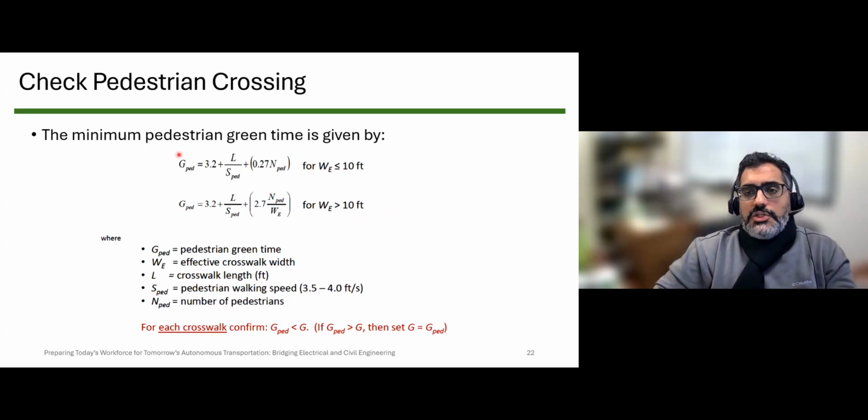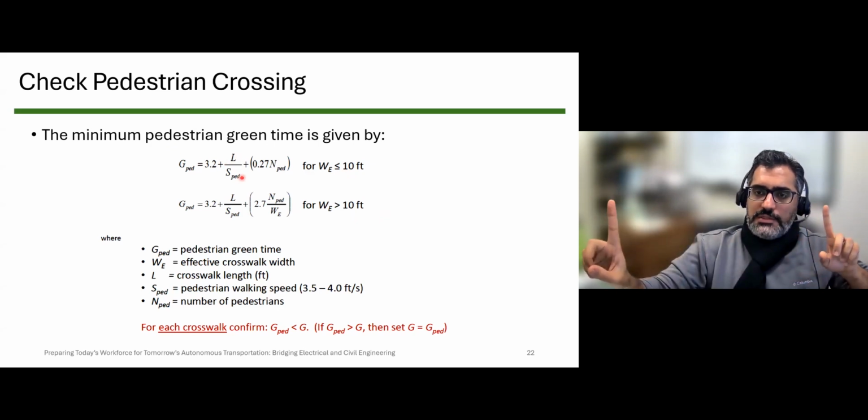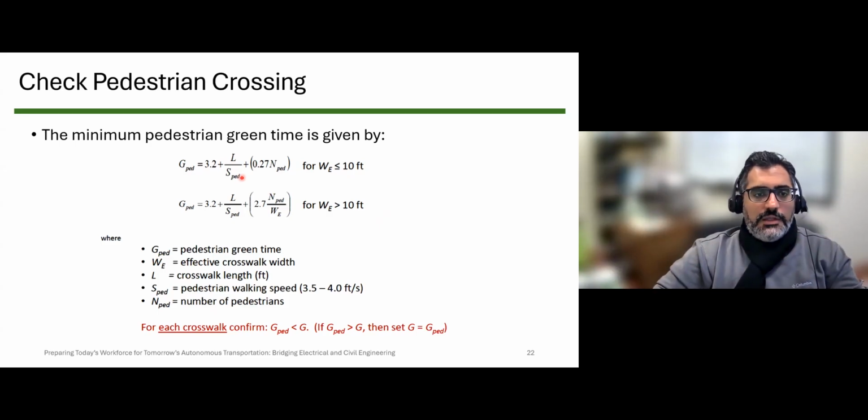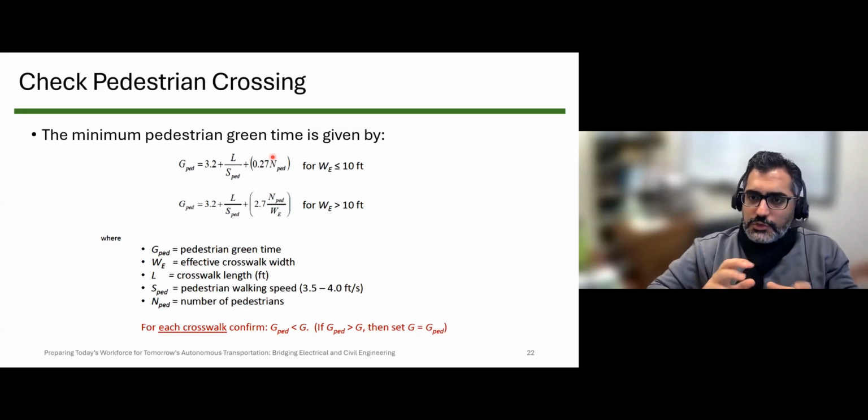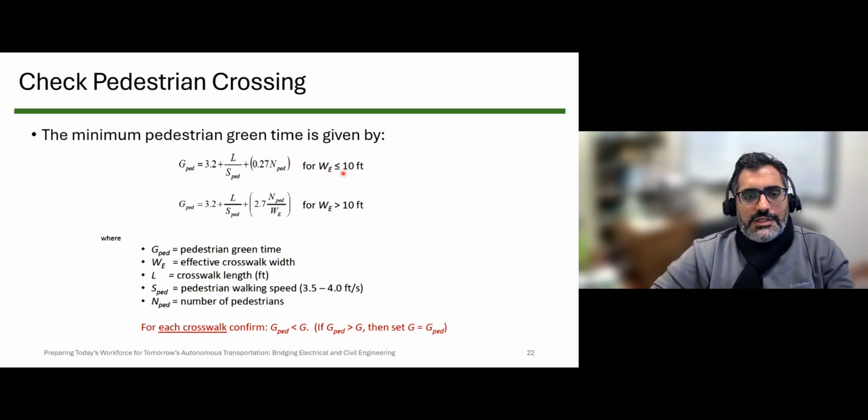And then duration of green would be based on the length that they should cross divided by the speed. So this is physics, right? What is the distance that they should travel divided by the speed with which they are traveling, and the number of pedestrians, the effect of having too many pedestrians or very few pedestrians, working in groups, on each other. That will also impact the ability of pedestrians to move in that crossing. So if WE, that effective crosswalk width, is 10 or less, we will find it by this equation, or if it is more than 10 feet, another equation.